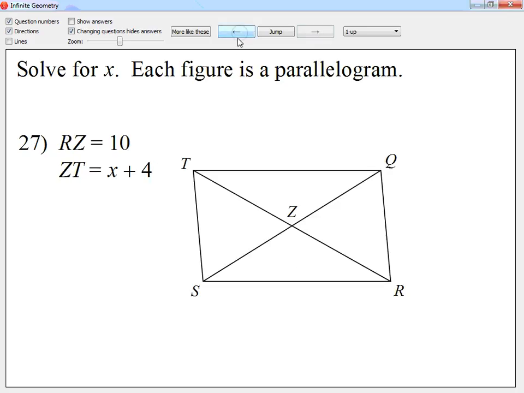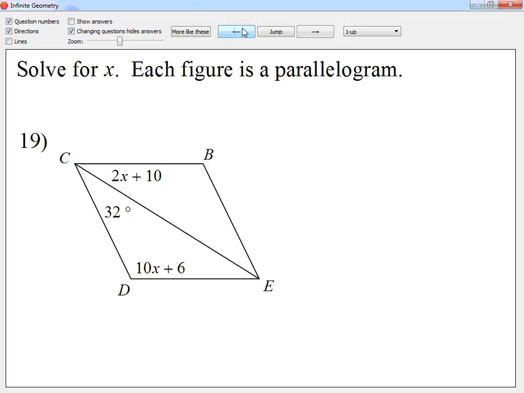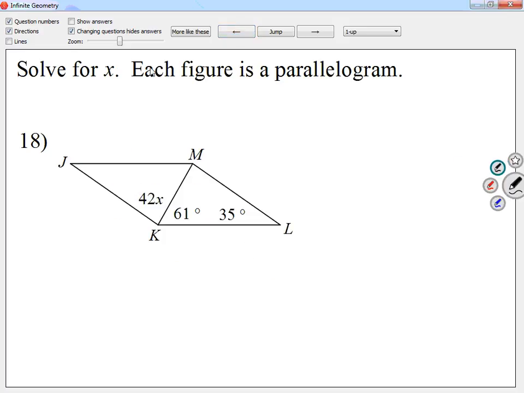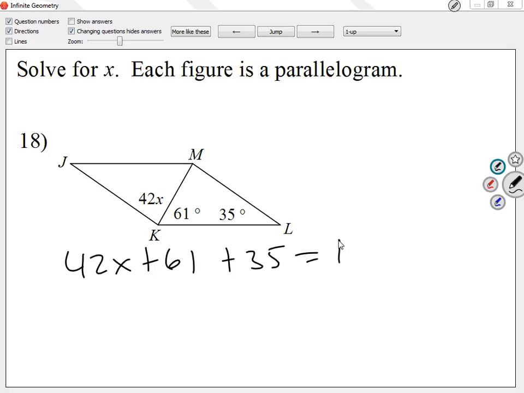Well, better yet, any questions? Which one? 18. Okay, so number 18 says solve for x. The whole angle K, which is 42x plus 61, plus 35 is equal to 180. Notice that I added angle K and angle F, because they're adjacent, connected by a side, they add up to 180.